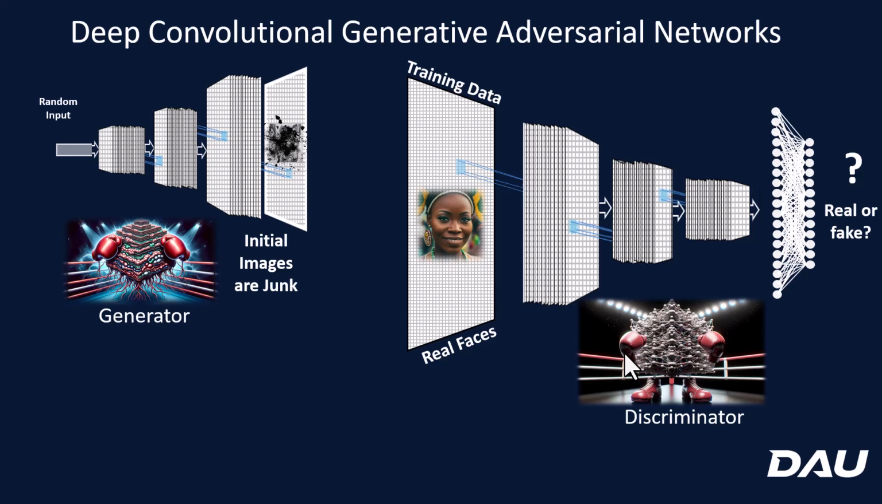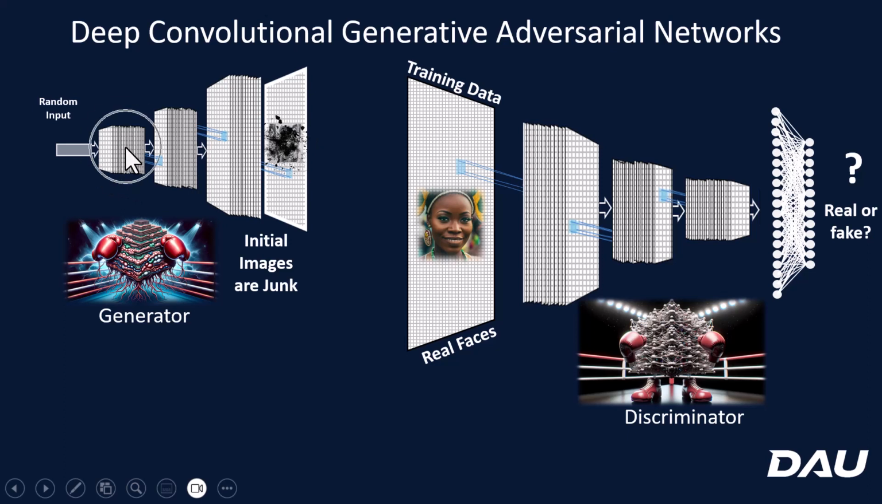So you give it some real faces in the training data, and it makes decisions on whether these are real or fake. And if it says real, great, you keep it going in that direction. If it says fake, then you backpropagate and you adjust all its weights. And once it's got an idea of what real faces look like, then it can critique the generator's outputs.